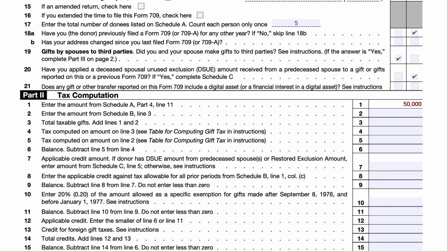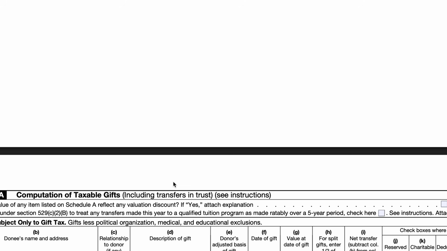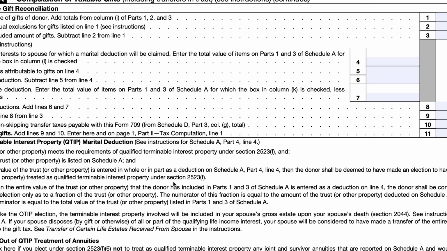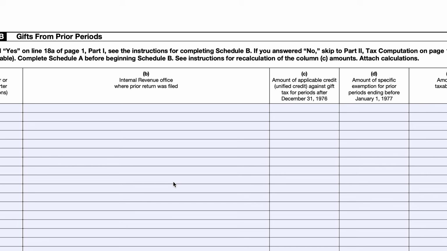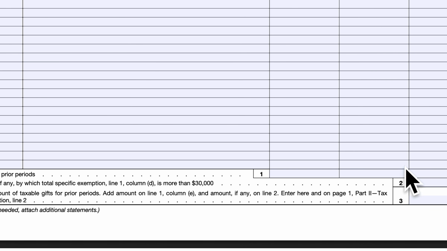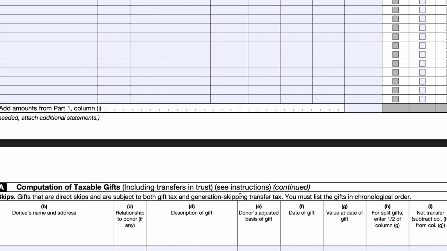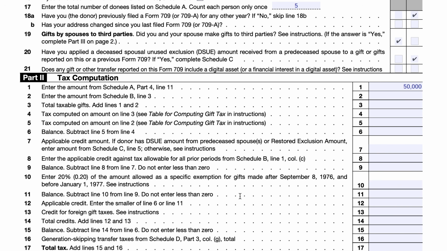Schedule B, this would be the prior gifts. So Schedule B, gifts from prior periods, and we would total all of this up and enter that into the line 2 amount. And again, what we're going to do each time we do this is calculate the entire gift tax liability that was previously captured, the gift tax liability total now, and then subtract the difference.